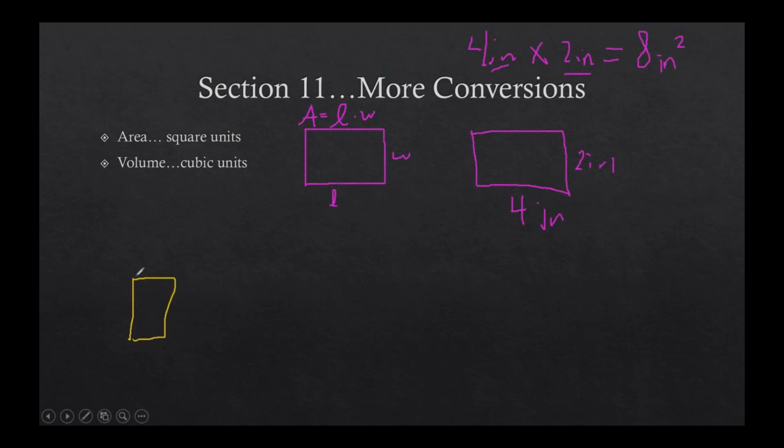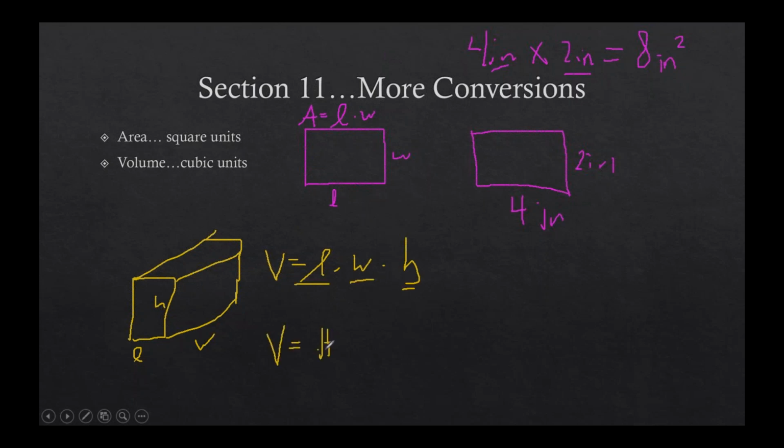Now, when we get to volume, we're talking about a 3-dimensional shape with volume. Oh, I did not draw that the way I normally do. That's fine. Okay, so we have length and width and height. So volume is length times width times height. There are 3 of them. So our volume would be some number and then potentially inches cubed.